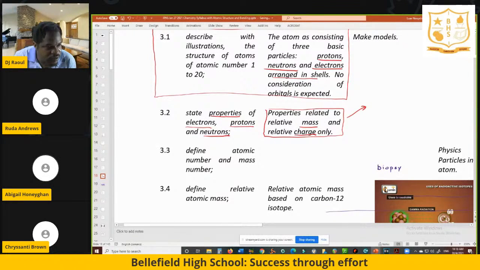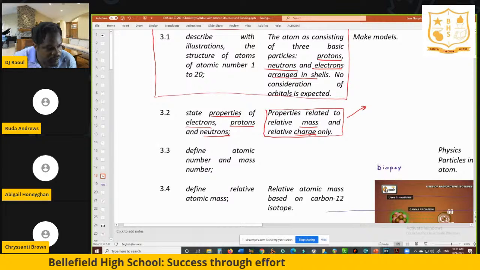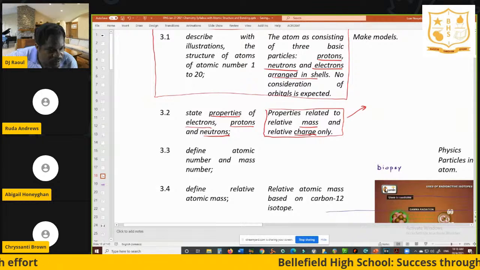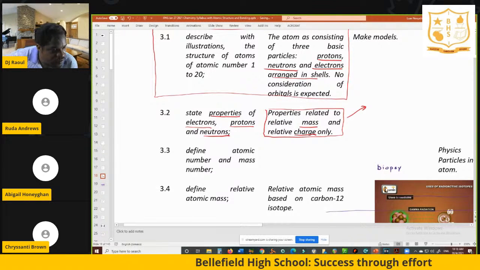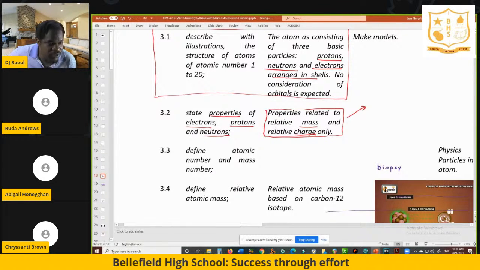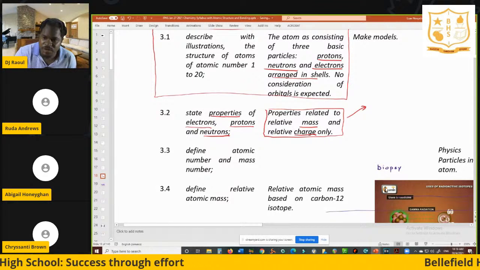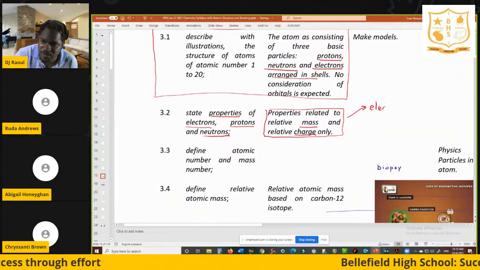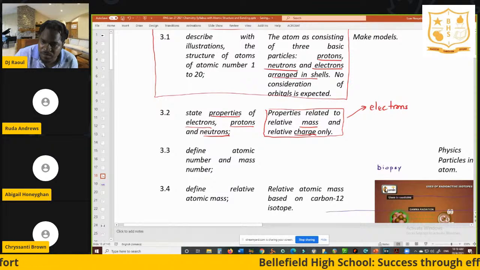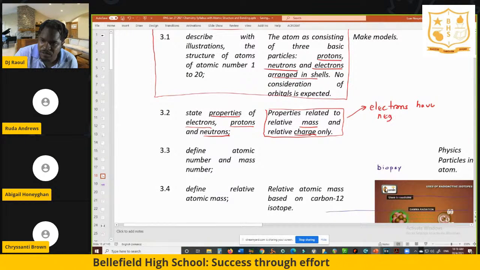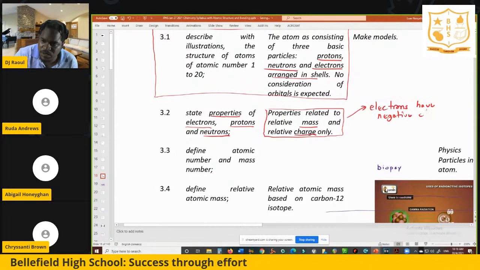Electrons have negative charge, sir. Who is that? Chrysanthi? Abigail, sir. Yeah, well done, Abigail. Definitely true. Electrons have negative charge. Let's write that down. Electrons have negative charge. That is very important.